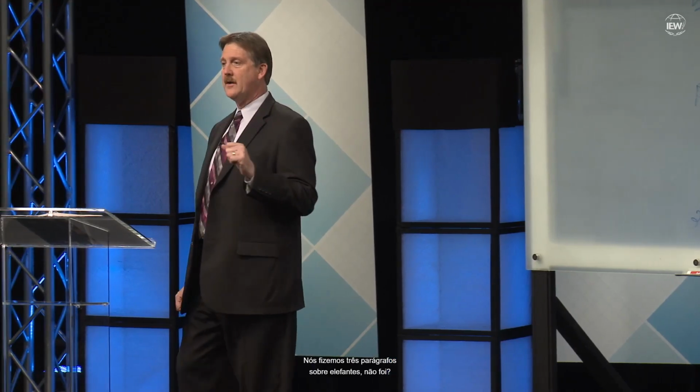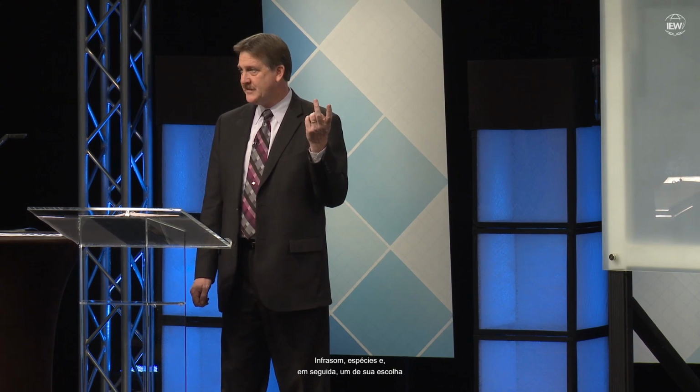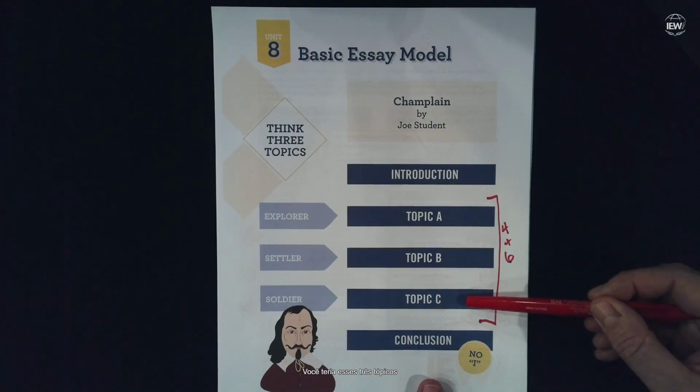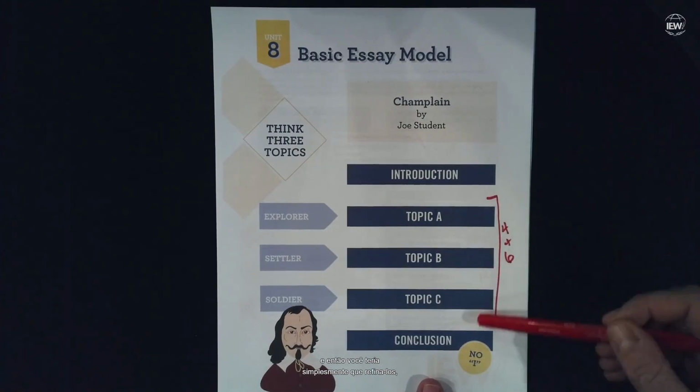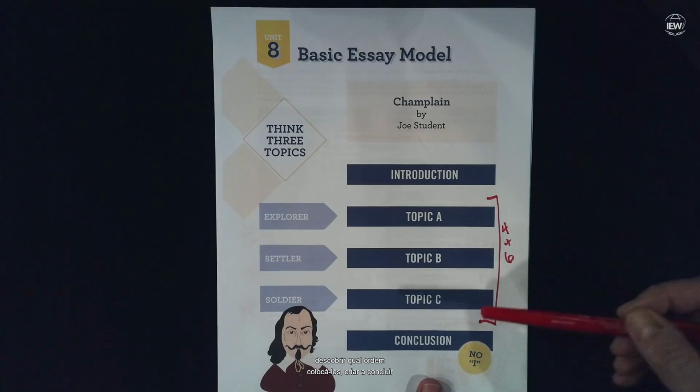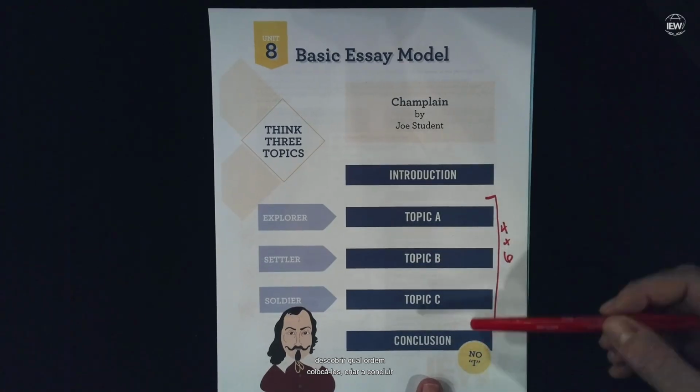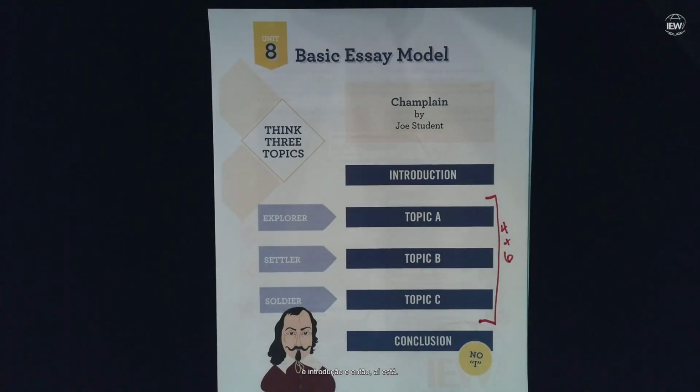We have done 3 paragraphs on elephants, haven't we? Infrasound, species, and then one of your choice for the Unit 6 practicum. So really, you could go ahead, and for the Unit 8 practicum, you'll do that on your own later, you would have those 3 topics, and then you would simply have to kind of polish them up, figure out which order to put them in, create a conclusion and an introduction, and voila, you'd have it.